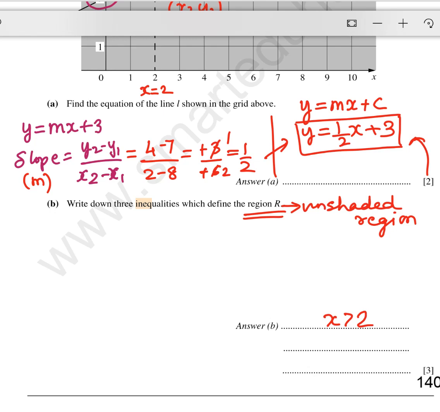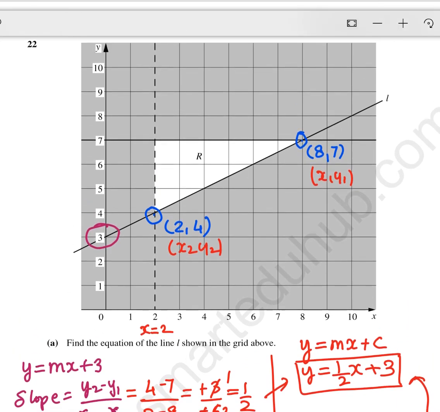Now look at the line y equals 7. This is a line y equals 7. The horizontal line, okay? This line over here.